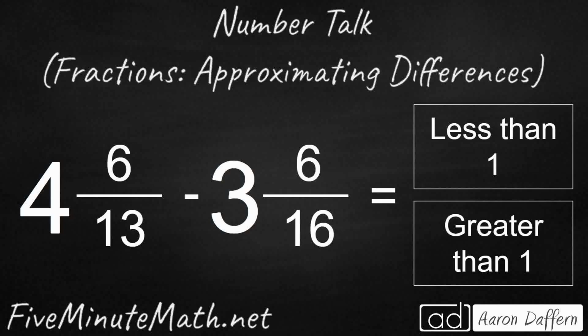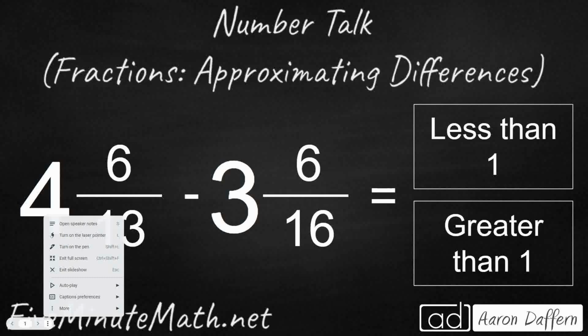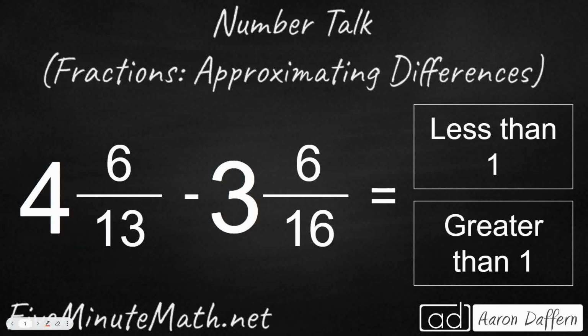Today, for our number talk, we are looking at these two mixed numbers and trying to approximate if the difference is going to be less than 1 or greater than 1. So let's take a look at the whole numbers in these mixed numbers, and hopefully we immediately notice that if we just wanted to look at the whole numbers, that's just 4 minus 3, so that's going to equal 1, which means that lands right there between the less than 1 or the greater than 1.